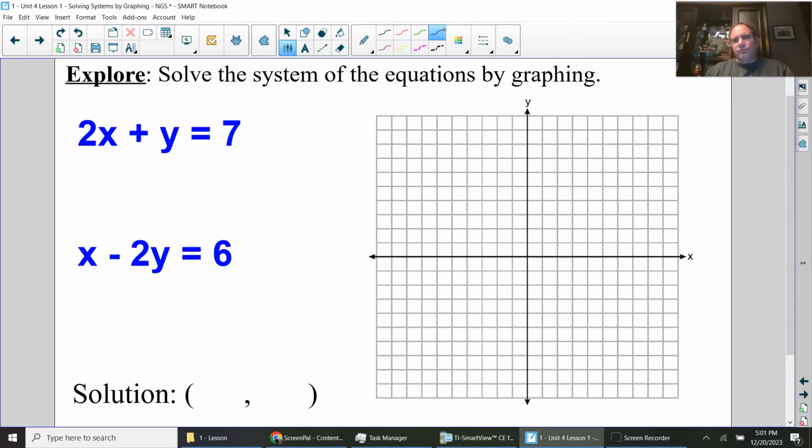So these two equations, now we're getting into it where you're not in y equals mx plus b format. So that means you have to solve for the y. So the first thing that you do is you always try to get the y alone.